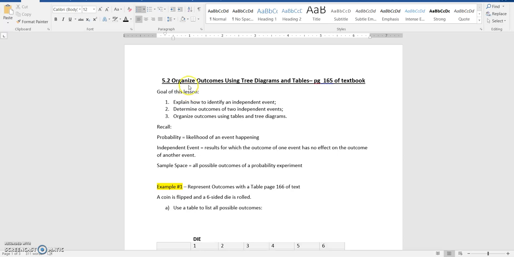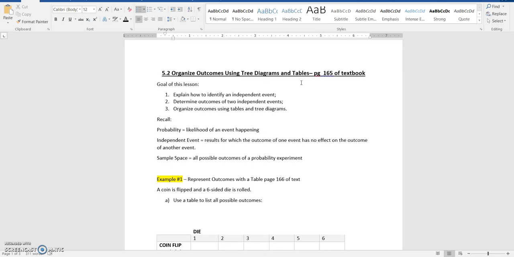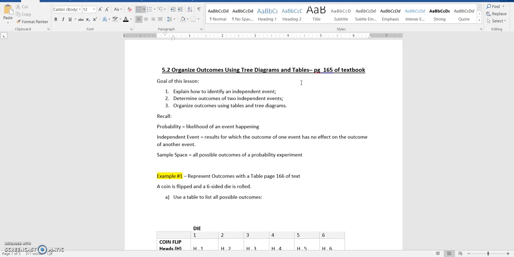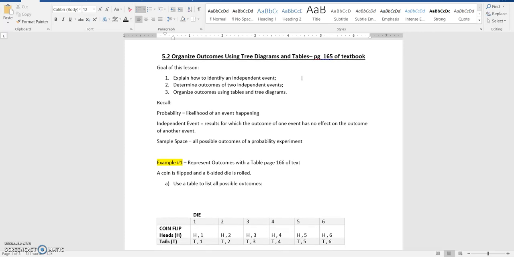Here we are at lesson 5.2, Organize Outcomes Using Tree Diagrams and Tables. You can find this lesson on page 165 of your textbook. All right, so the goal for this lesson is once we are finished, you should be able to explain how to identify an independent event, determine outcomes of two independent events, and organize outcomes using tables and tree diagrams.